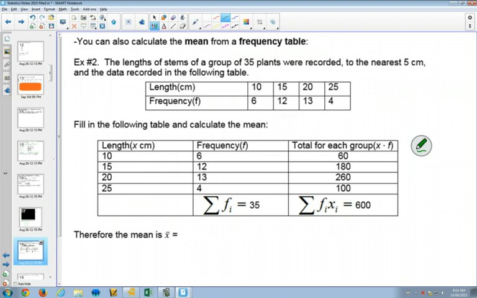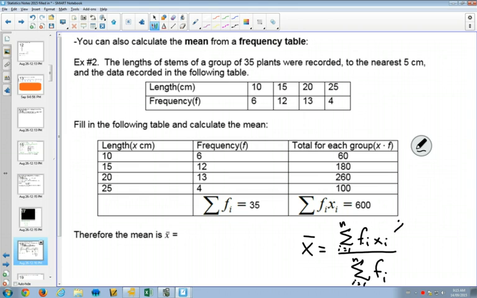Well, that's what that formula on your formula sheet that looks like this stands for. And it has little i goes from 1 to n. So what it's saying is that you're going to go through all of your different data in your category. First you have a 10, and the 10 happens 6 times, so you go 10 times 6 to get 60, and that's your first one.